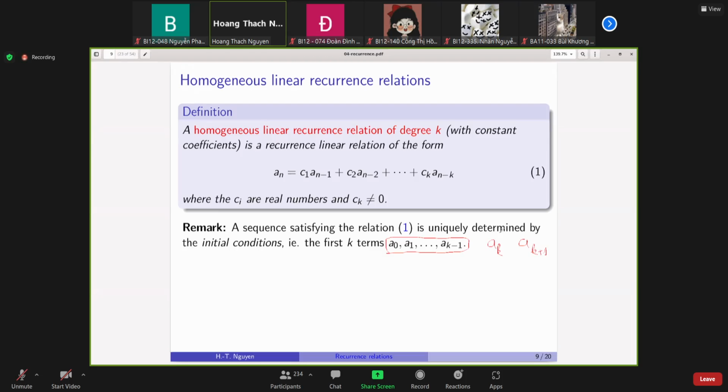So if we have a linear recurrence relation such as this one, and we have k initial conditions, that means the first k values of the sequence, then the sequence is completely determined. Okay, so there is one and only one sequence for each recurrence relation coupled with a set of initial conditions.